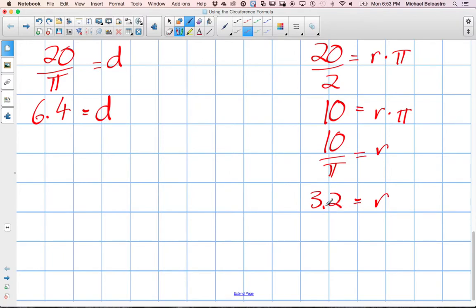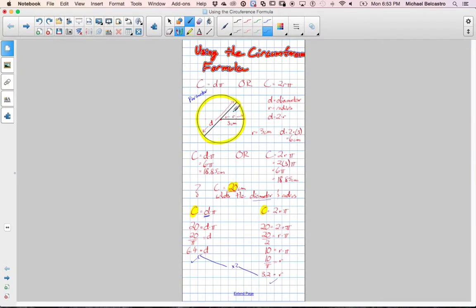Now, here's the question. Is this radius half as long as the diameter? We know that radius times 2 has to equal the diameter. Did that work out? Is 3.2 times 2 the diameter? That's right, it works out. So we know we're using the same circle. So we did everything you could possibly do with our circumference formula. We found circumference, found diameter, and found radius all in that way.